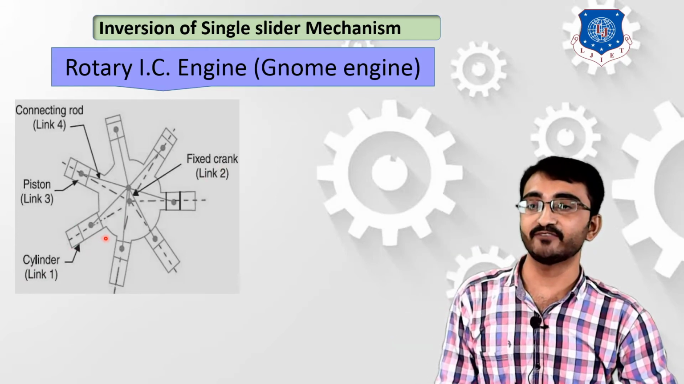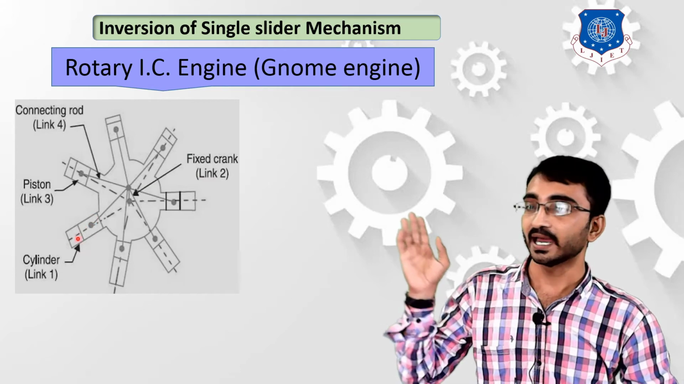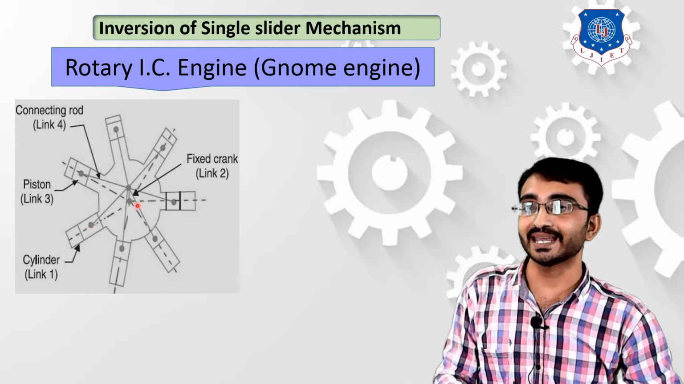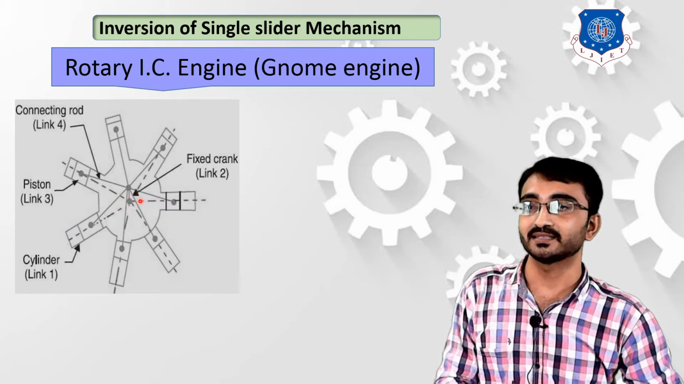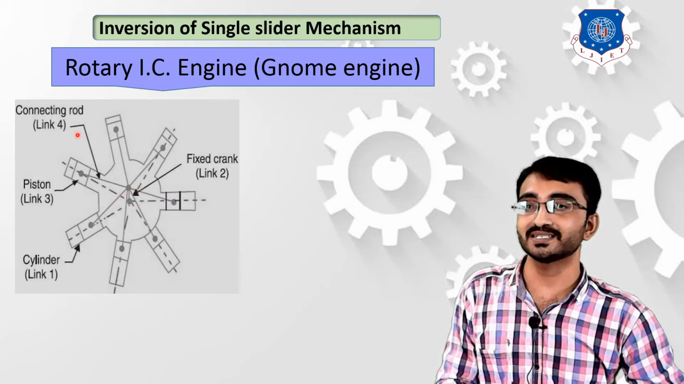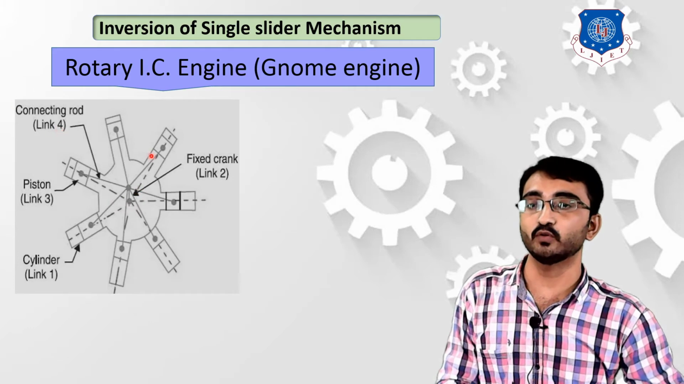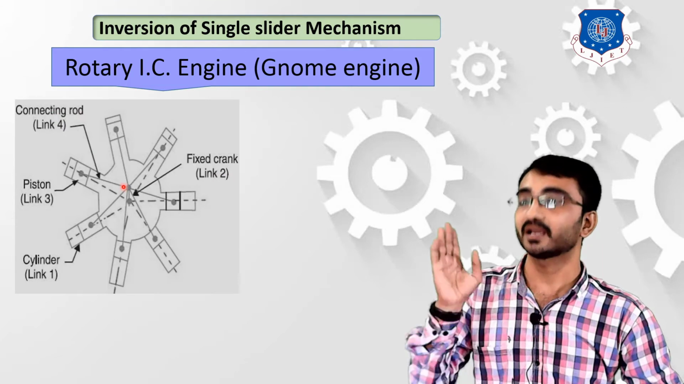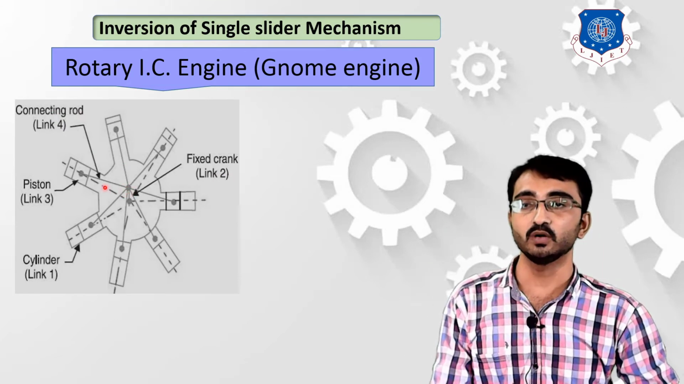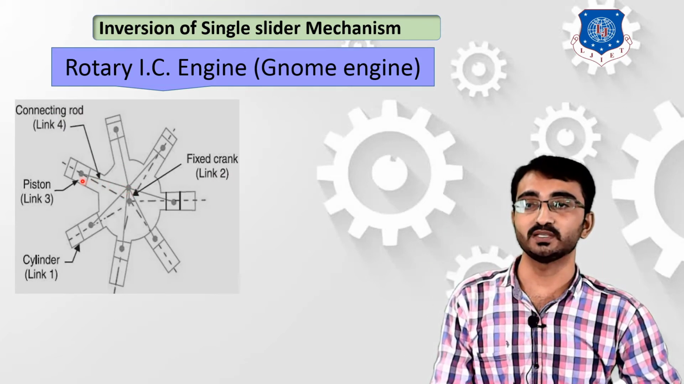Okay, so let's identify: your cylinder is fixed over here, and with respect to this cylinder, your crank is now rotating. If you rotate this crank, you will also move this connecting rod, that is your link number 4. Link number 2 is connected with link number 4, your connecting rod over here. Now this connecting rod is connected with the piston.